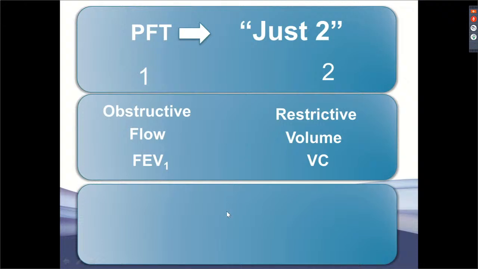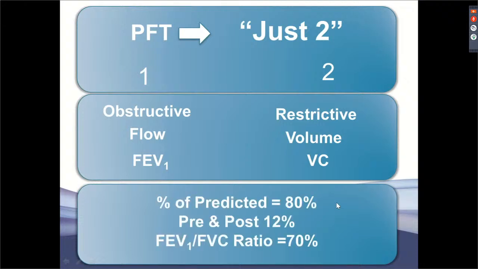Now, the bottom thing down here tells me how I'm going to interpret this information. So if I've got an 80% of predicted on a particular vital capacity or FEV1, then I'm going to say that's normal. All right, that's good. If the pre and post bronchodilator has to be at least 12%, if it's at least 12%, then that's good. And then the other thing I need to look at is compare the FEV1 to FVC ratio. And if it's at least 70%, then that's considered to be good. So all of these numbers here are good.